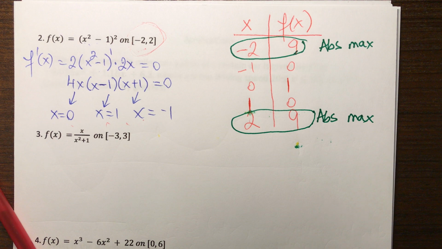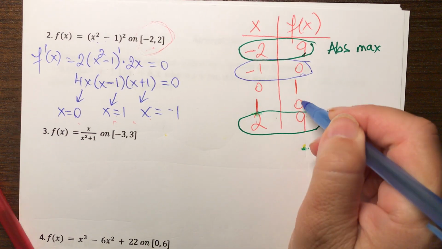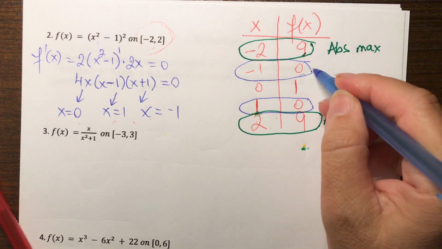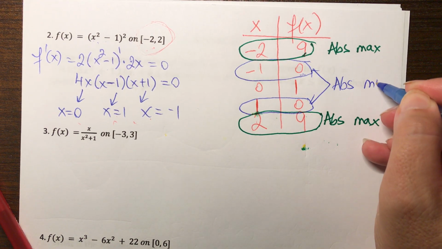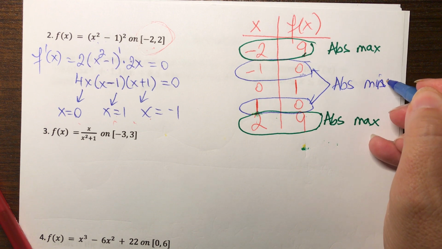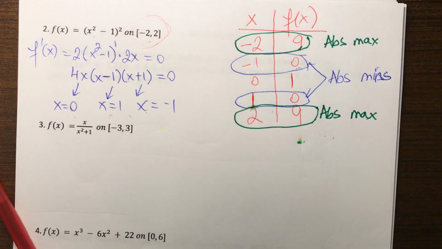Which one's your lowest? It's going to be 0, right? That's the lowest y value. So both of these are going to be our absolute mins. So I have 2 maximums and 2 minimum values. It's a symmetrical function. Okay.